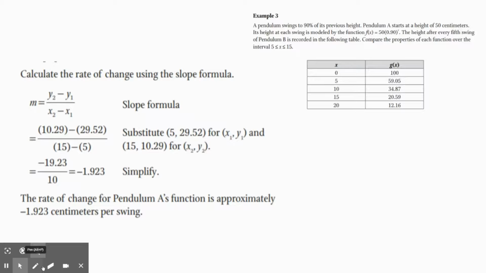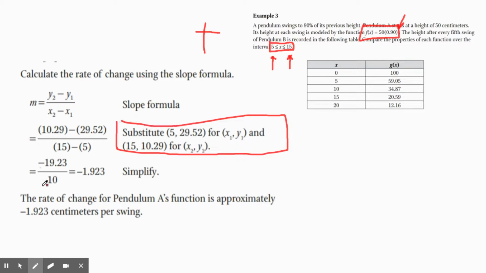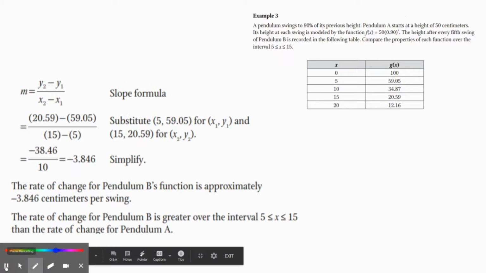To determine rate of change, we need the interval to be specified. So in other words, when x is equal to 5 and when x is equal to 15, we're going to be using those coordinate points. So you need to get a y value using this f of x function. I need to substitute in 5, and then I need to substitute in 15. And you get these values right here, and they go into your rate of change formula, and you get negative 1.923 centimeters per swing is the rate of change for f of x.